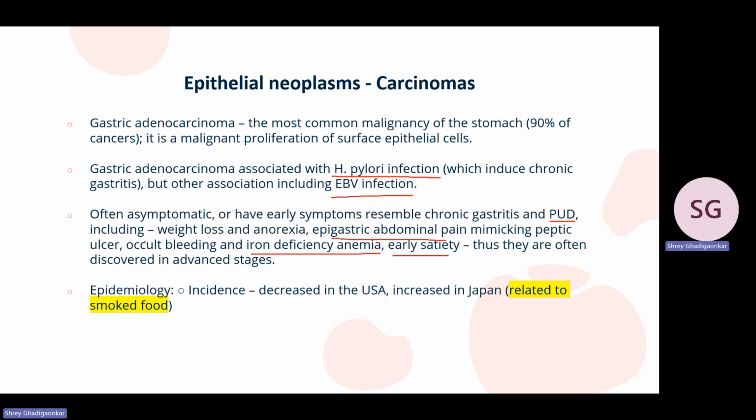Regarding the epidemiology, there's actually a decreased incidence in the USA, and an increased incidence in Japan, and the examiners may ask you why there's an increased risk in Japan, and that's mainly due to the consumption of high amounts of smoked foods. Smoked foods, as you know, contain nitrosamines, and these are carcinogenic.